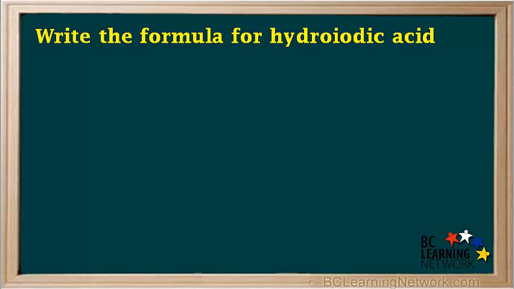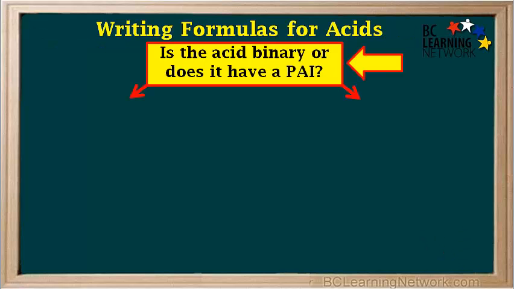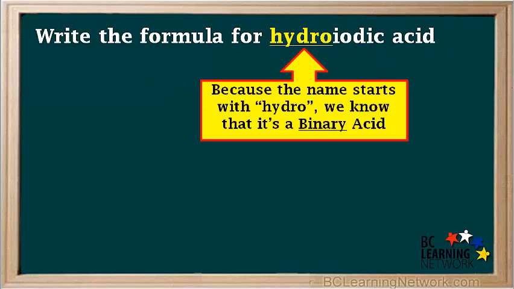We'll use a couple of examples to outline the process of writing the formula for an acid. The first example is, write the formula for hydroiodic acid. The first step is to decide whether the acid is binary or whether it contains a polyatomic ion. Hydroiodic acid starts with hydro, so we know that it's a binary acid.